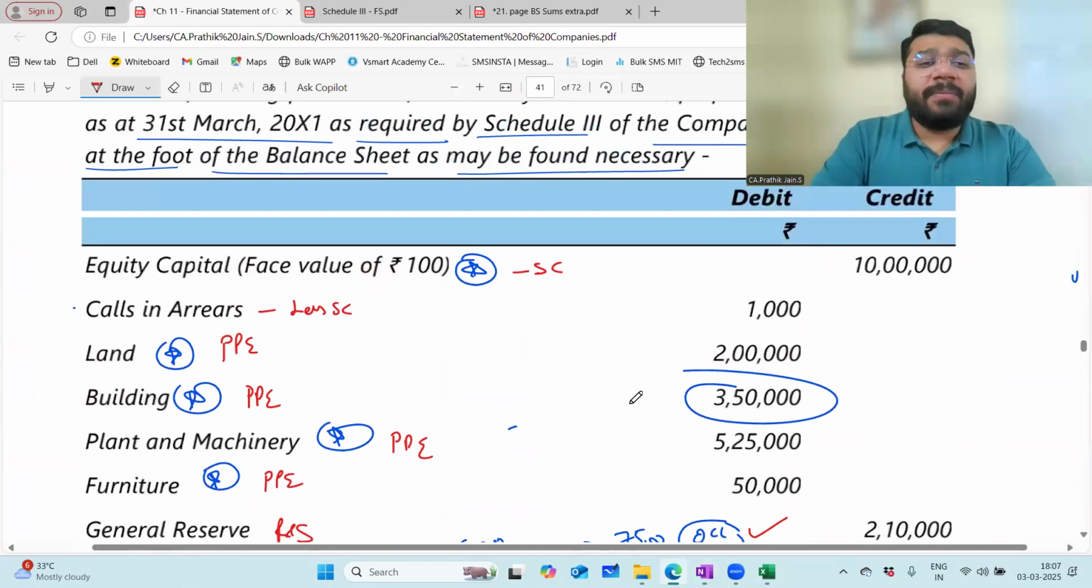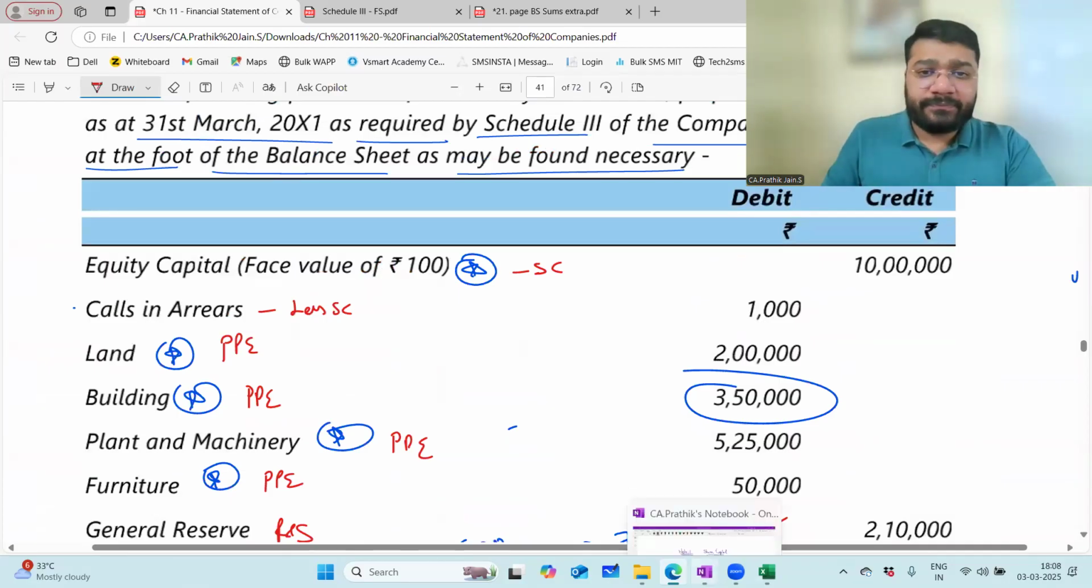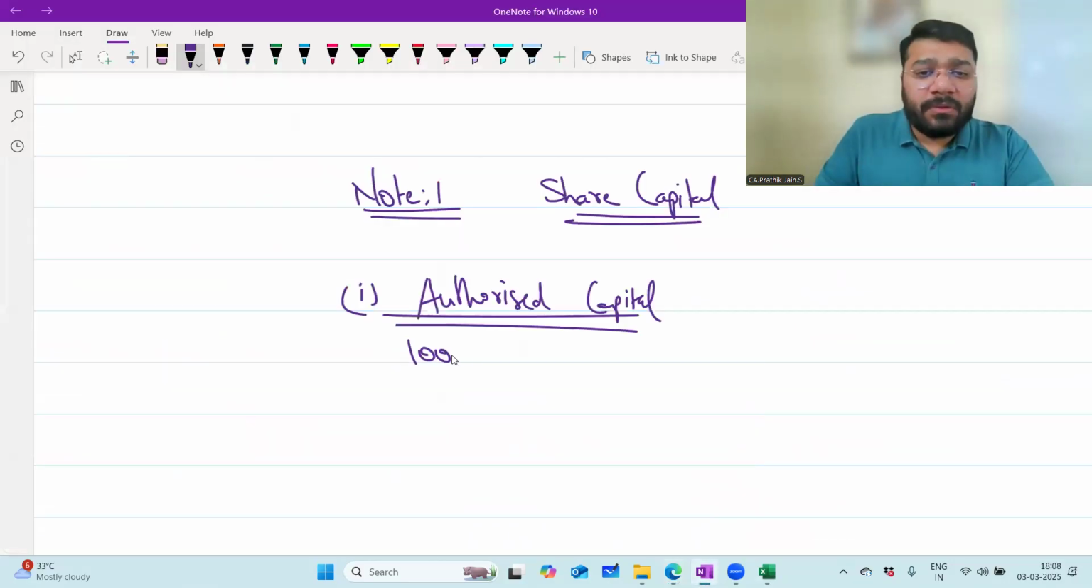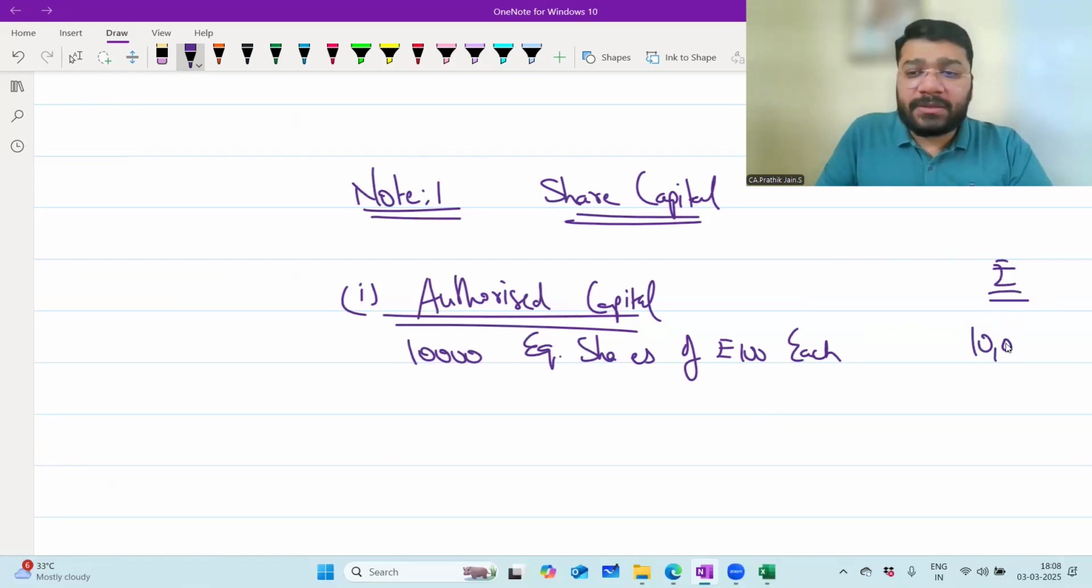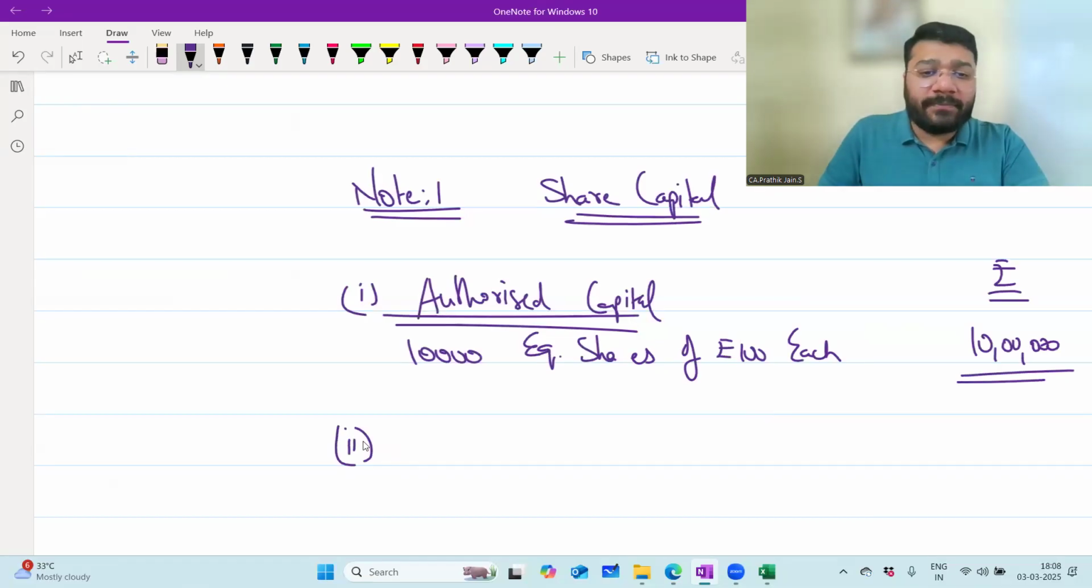In the absence of information on authorized share capital, we'll assume that whatever is issued is authorized. So how much? 10,000 equity shares of rupees 100 each. How much is it? 10 lakhs. Put the double line in between. Second is what?